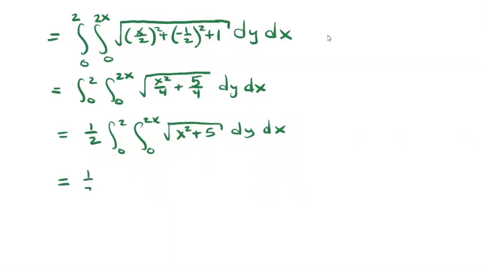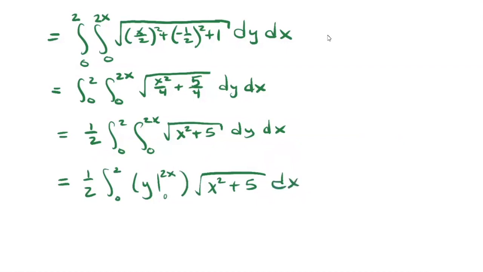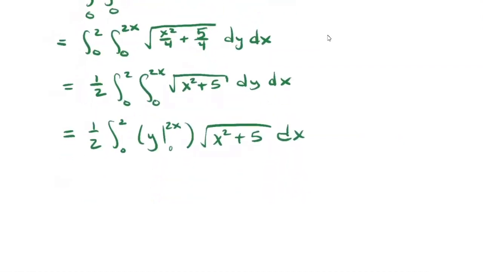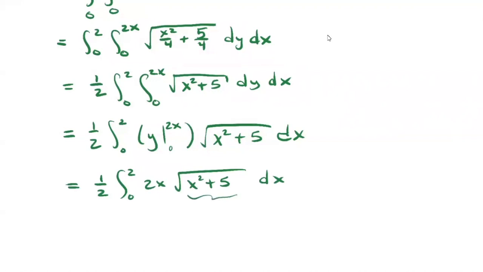So you could say it's 1/2 integral 0 to 2, and then there would be just a y, where y goes from 0 to 2x, times the square root of x squared plus 5, and then you get dx. So it's just 2x, and now that's actually an easy integral. Let me just leave it like that with a 2x inside. So you got the 1/2 integral 0 to 2, there's a 2x times the square root of x squared plus 5 dx. And now you're going to say u is x squared plus 5, and du is 2x dx.